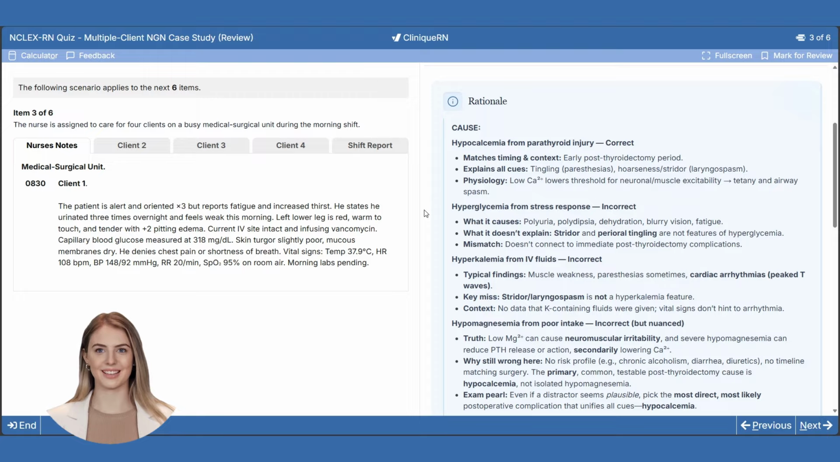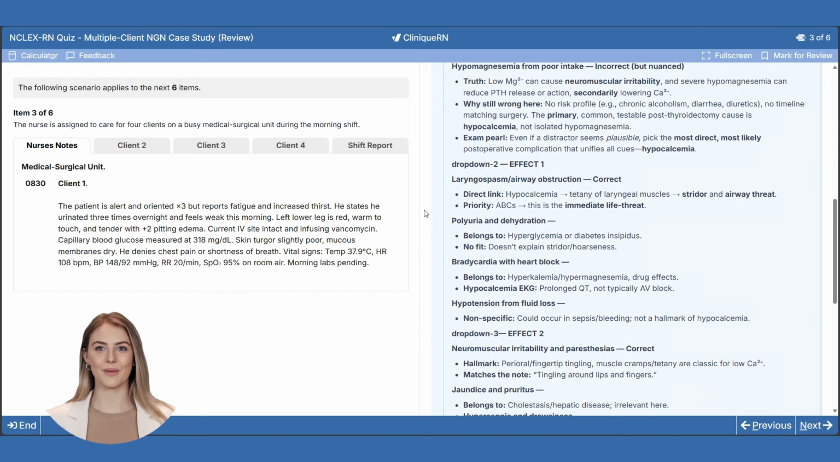Hypomagnesemia from poor intake is incorrect but nuanced. Truth: low magnesium ion can cause neuromuscular irritability, and severe hypomagnesemia can reduce PTH release or action, secondarily lowering calcium ion. Why is it still wrong here? There's no risk profile, such as chronic alcoholism, diarrhea, or diuretics, and no timeline matching surgery. The primary, common, testable post-thyroidectomy cause is hypocalcemia, not isolated hypomagnesemia. Exam pearl: even if a distractor seems plausible, pick the most direct, most likely post-operative complication that unifies all cues.